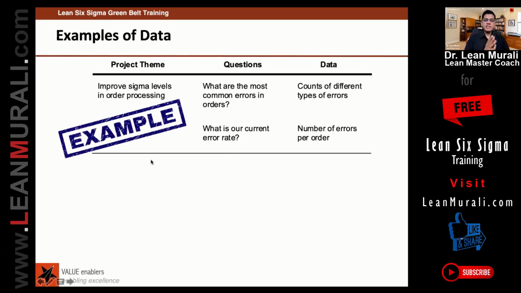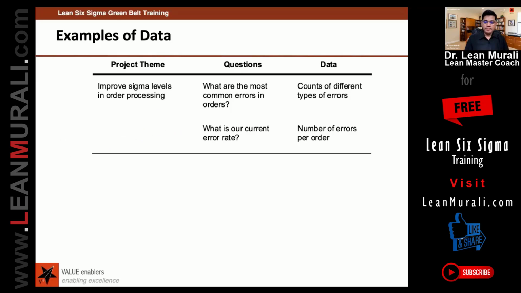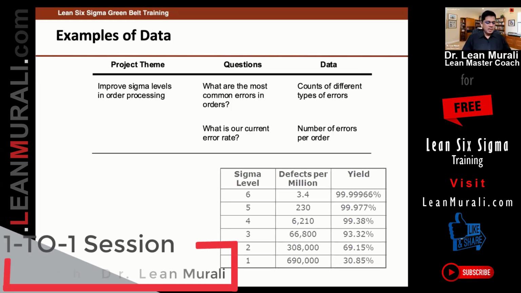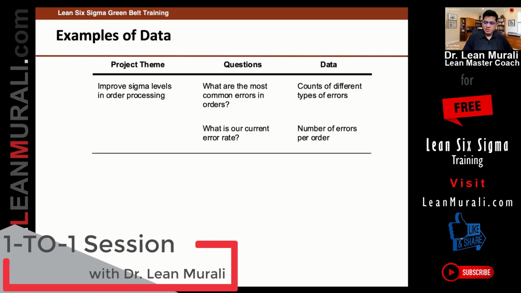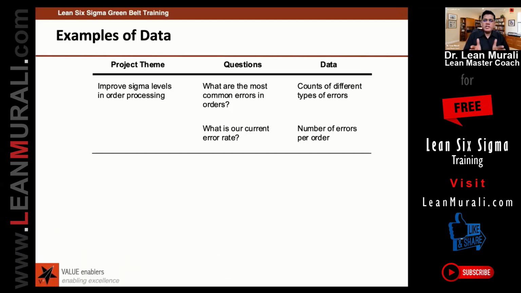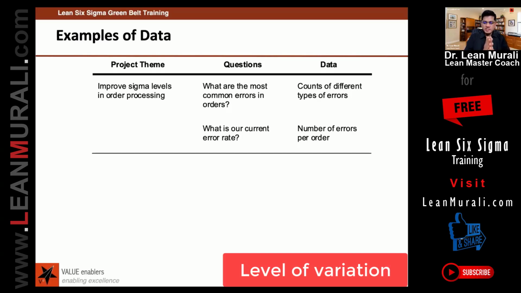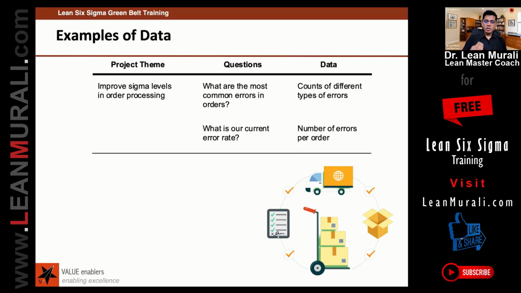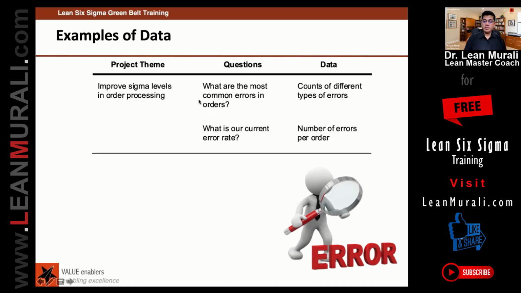Now, examples of data. Let's say a project team, I'll give you a simple example. You're having a particular level of variation and that variation is called a sigma level. Sigma level means whether it is 1 standard deviation variation or 2 standard deviation, we'll talk about standard deviation later, but how much level of variation there is, that is sigma level. How to find out that sigma level is something that we will see. So the question is, in order processing, all companies process some orders, right? Purchase orders. And there are errors during order processing.